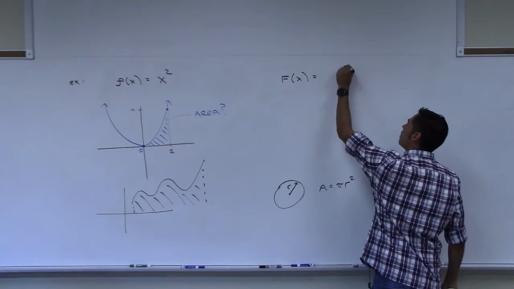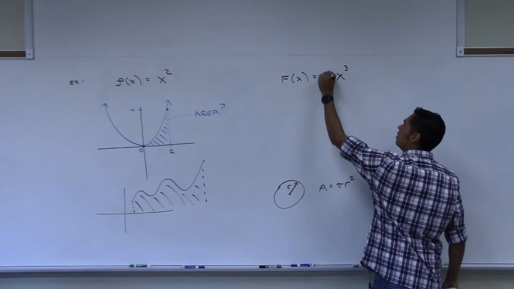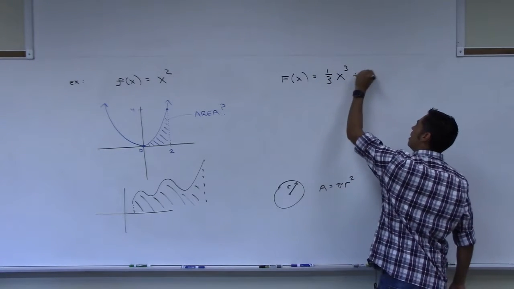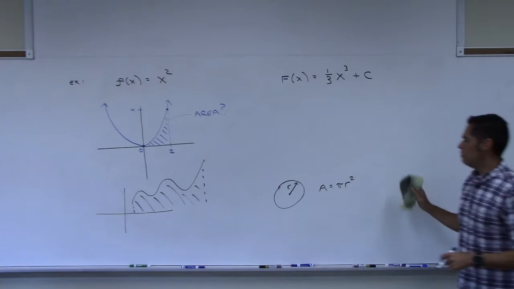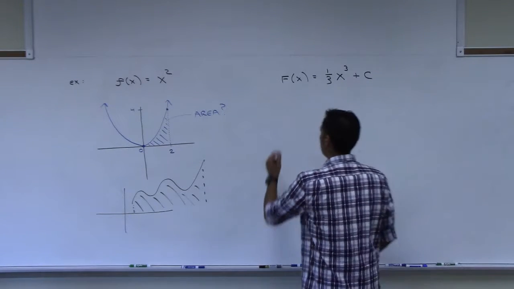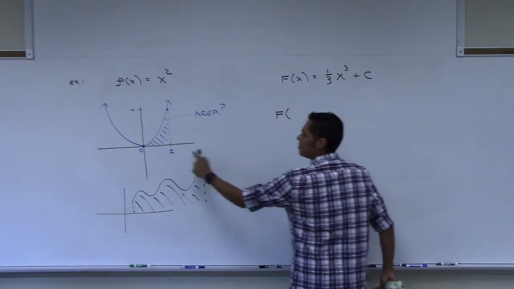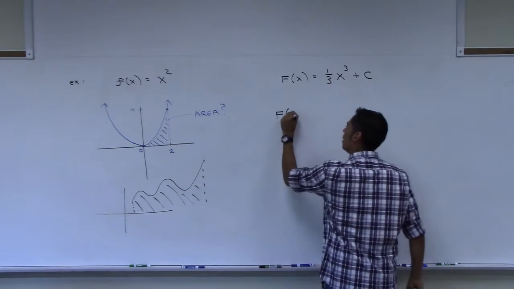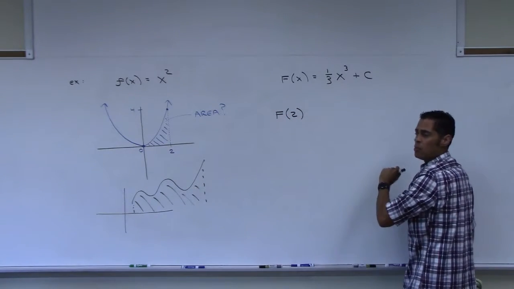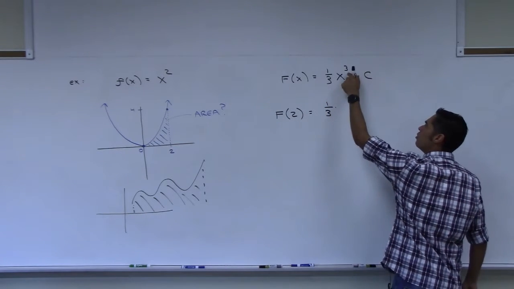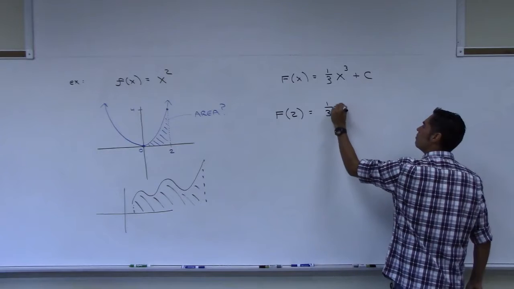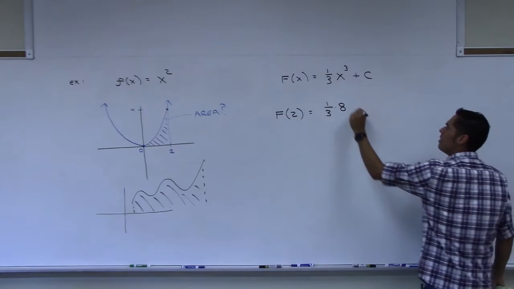x to the third, and what do I need out front? 1/3, right? And then I'm going to have plus c. Then what you do is you take the second endpoint, 2, and you plug it in here. So what would you get if you plug 2 in there? 1/3 times 2 cubed. 2 cubed is 8, right? So 8/3, and then you have plus c.